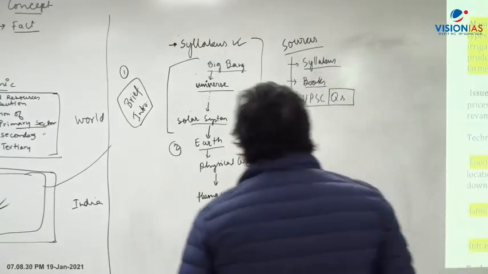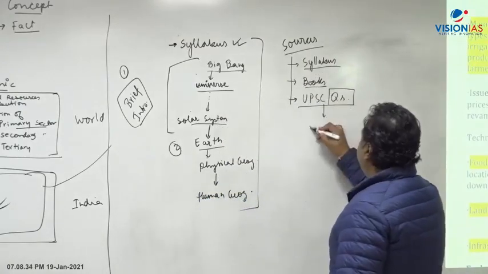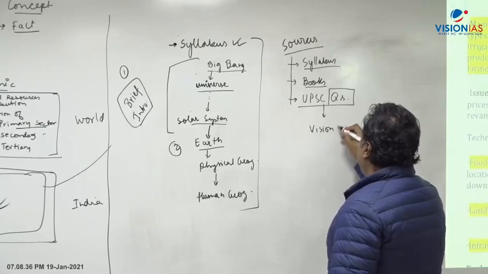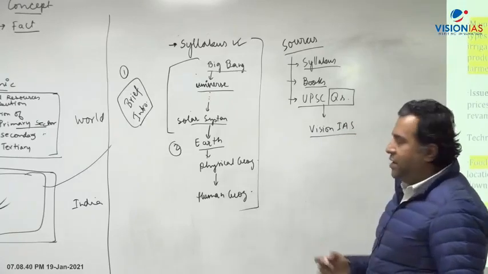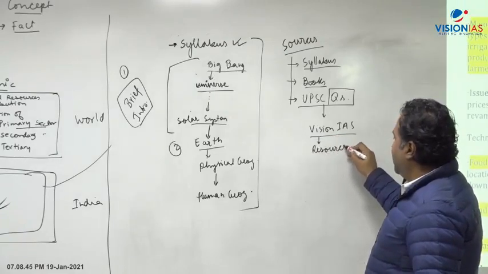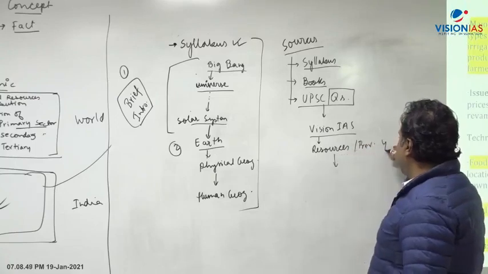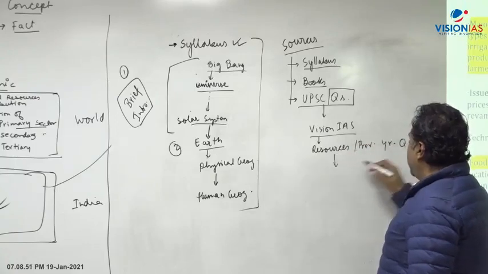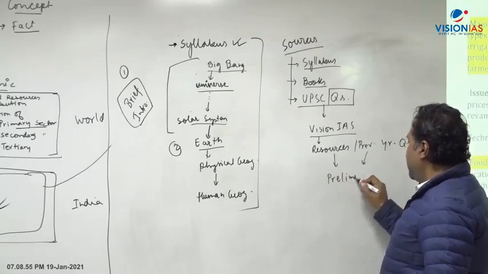Okay. Now, where do you get the UPSC questions? You can get these UPSC questions from Vision IAS. I think you have a section on the website, something like resources, or previous year questions, something like this. In that, previous year questions. When you go to that, there you find prelims questions and mains questions.